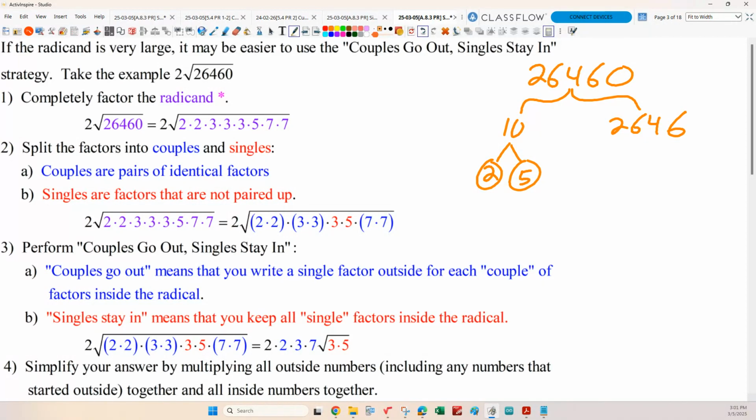So 9 divides into that because the sum of the digits is 18, which is divisible by 9. So 9 divides into that. Everybody see that? So we'll break this one up into 9 and what? I'd have to divide 2,646 by 9. I'll show you a trick for doing that, by the way.